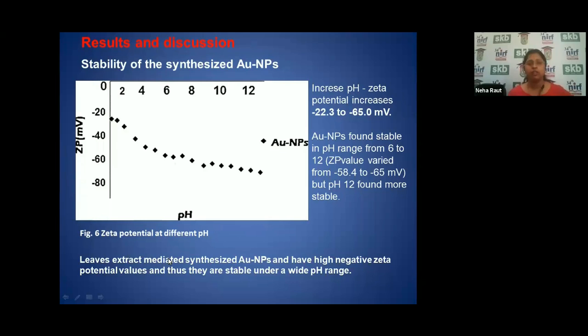These leaf extract mediated synthesized nanoparticles have a high negative zeta potential value, and thus they are stable under a wide pH range. The more negative the zeta potential, the more stable they are. And in this case, at 12, we can see the most negative zeta potential. So a high negative zeta potential value indicates more stability.